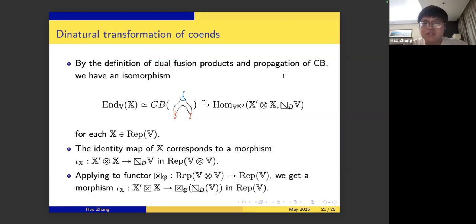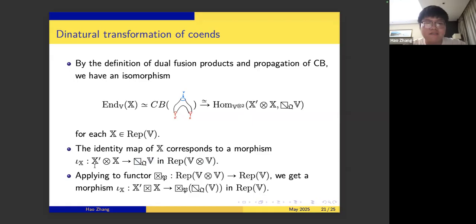By the definition of diffusion product and the propagation of conformal block, you will have this isomorphism. The first isomorphism is given by propagation. You remove the vacuum input module, and you get that this is isomorphic to the conformal block space. The second isomorphism is given by the definition of diffusion product. And through this isomorphism, you can identify the identity of X with some kind of morphism in this hom space. And this morphism is denoted by iota X. This is a morphism in rep V tensor V, which will correspond to the dinatural transformation of this diffusion Q of V as a coend.